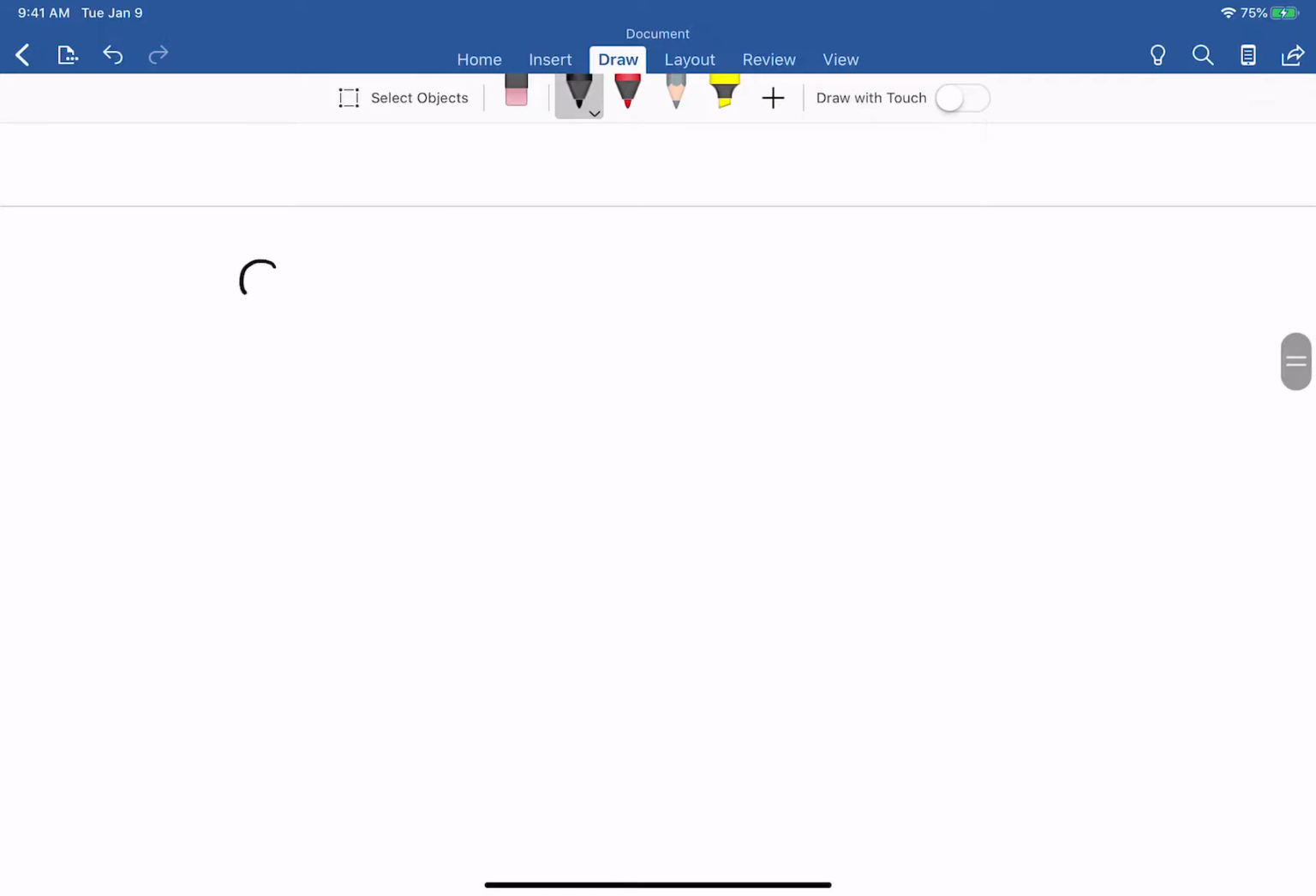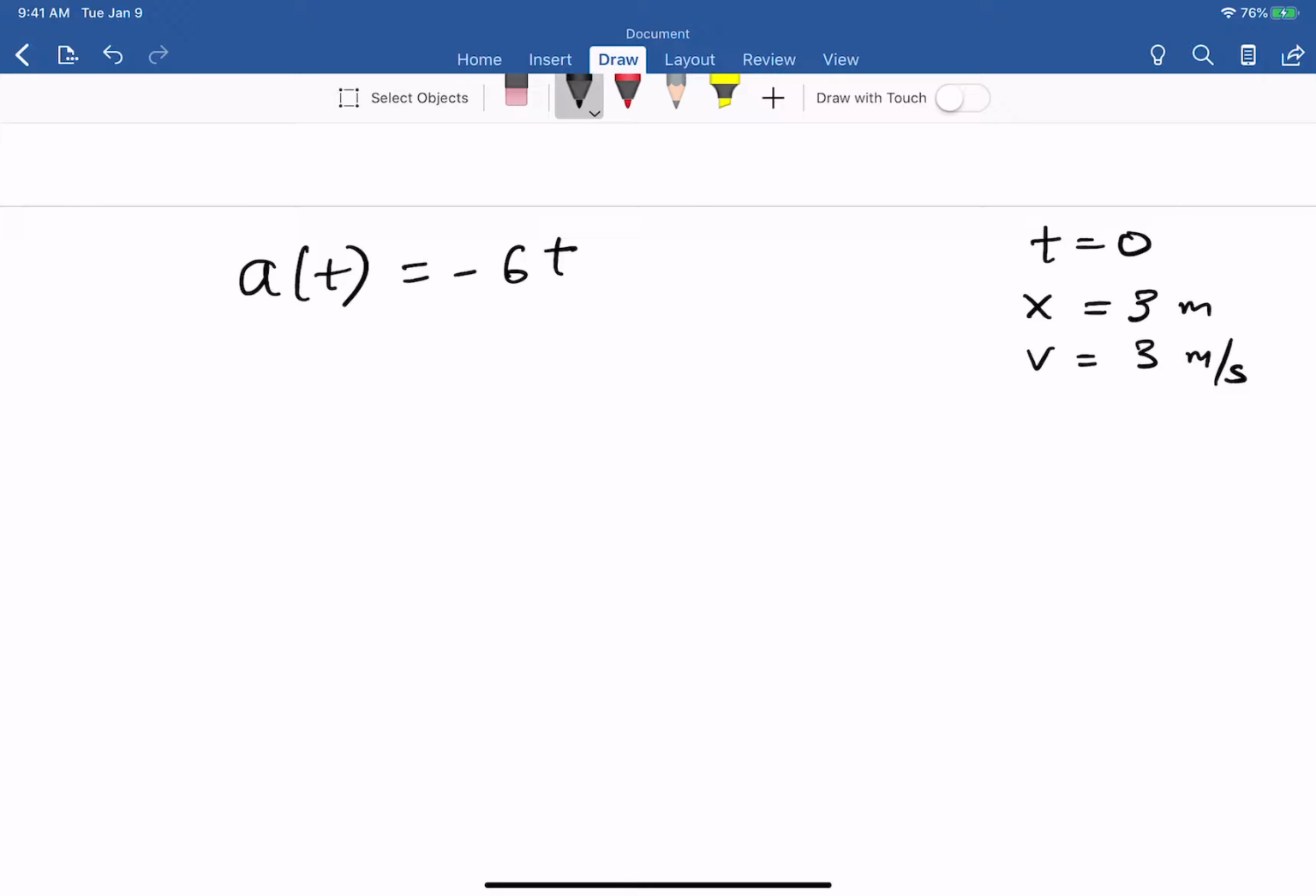So you're told that as a function of time, the acceleration of a particle is minus 6t. And you're also told that at t equals 0, the position of the particle is 3 and the velocity of the particle is also 3. So this is 3 meters, this is 3 meters per second.